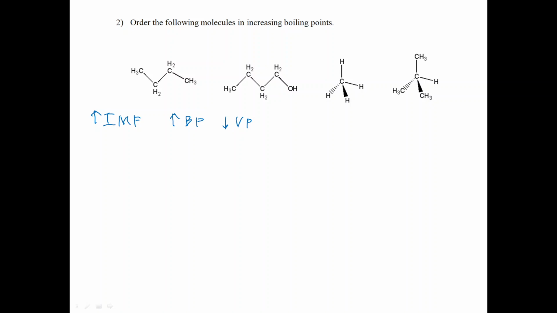So for this one, we want to take a look at these molecules. One thing that we'll notice here is that we have an OH right here. So this is going to be pulling the electron density to the right. So this is going to make it polar. And we're going to be experiencing hydrogen bonding, or at the very least, dipole-dipole interactions, but most likely hydrogen bonding.